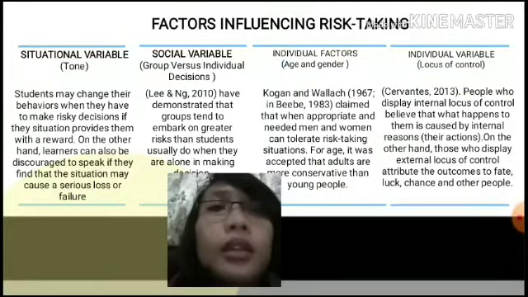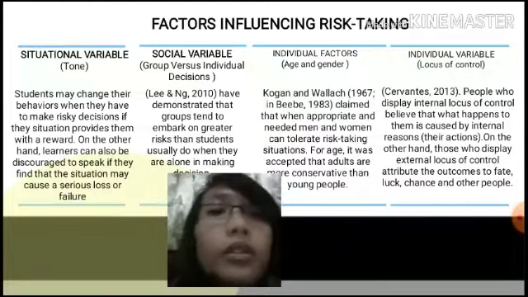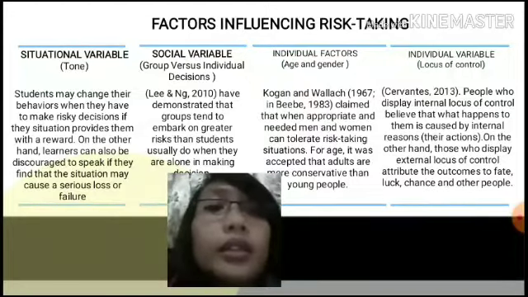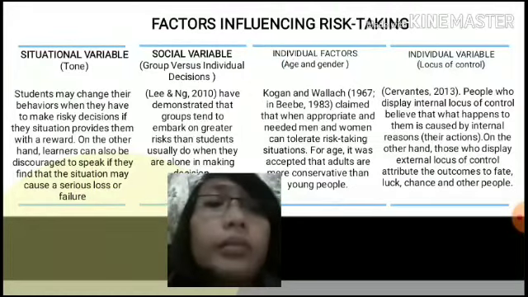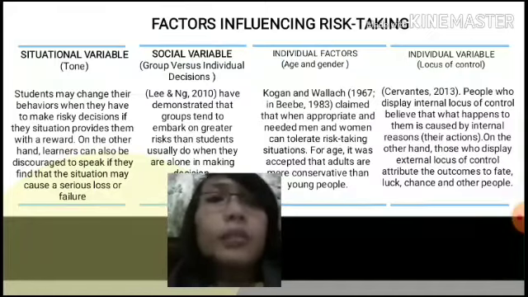And in conclusion, situation, external factor and internal factor relate to each other. They have connections and they cannot be separated. That's my opinion about factors influencing risk taking.